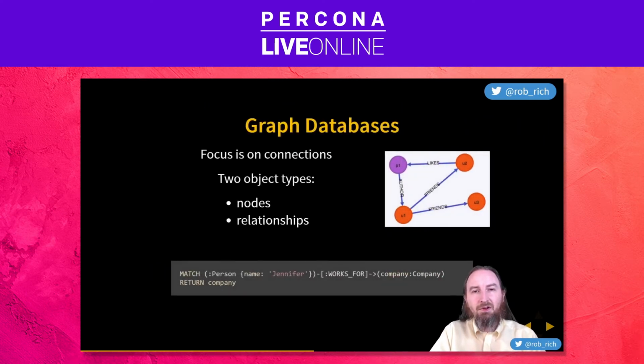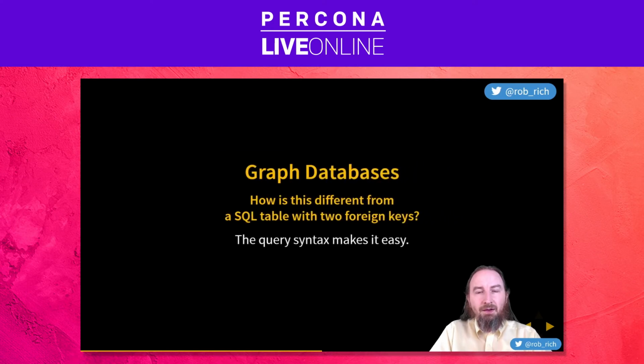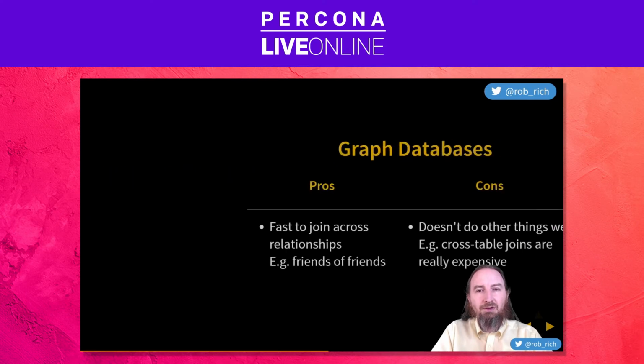Next up, let's look at graph databases. Graph databases focus not only on nodes, but also on relationships between nodes. I can store data in both the objects and their relationships. It's great for social networks. Now, how is this different than, well, say, foreign keys? It's that query syntax, that mechanism of being able to do nested joins on those relationships.